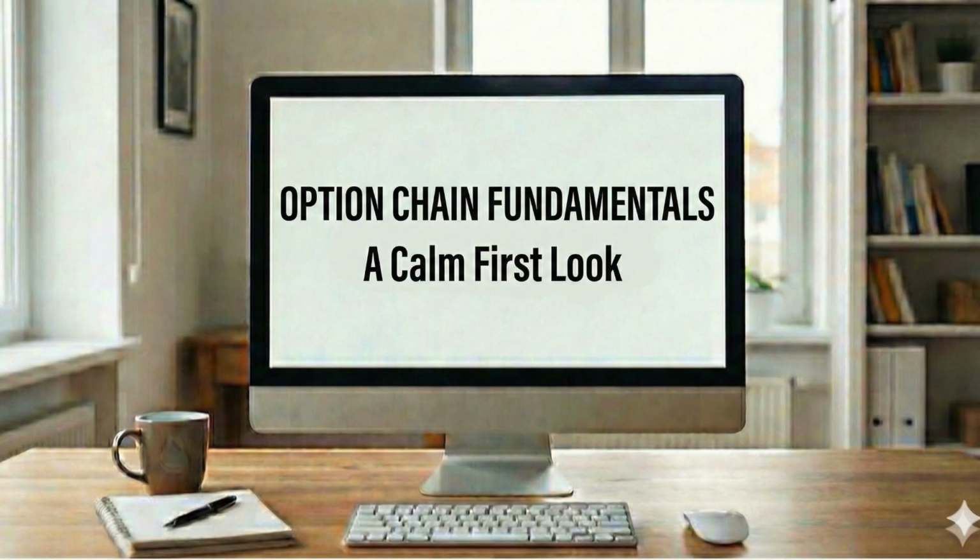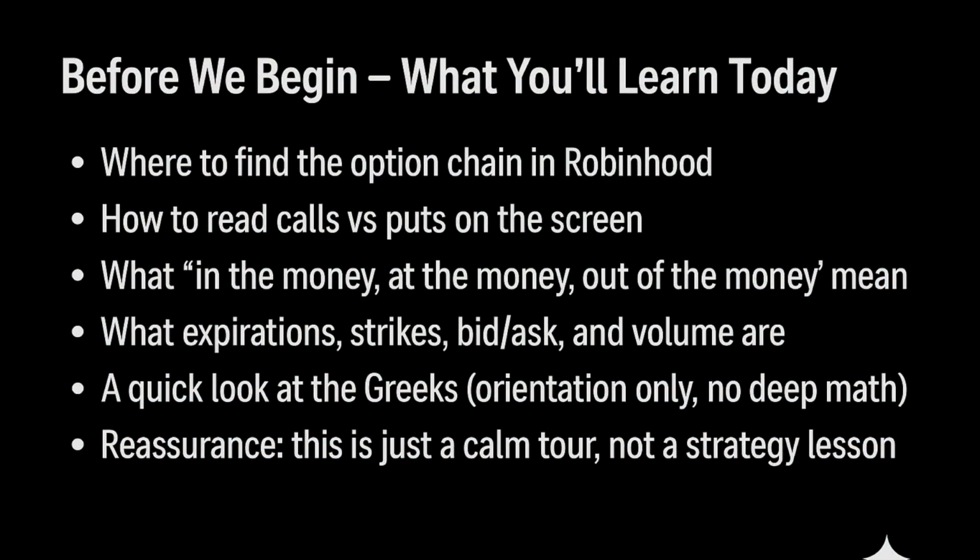Option chain fundamentals. A calm first look. Before we begin, what you'll learn today: where to find the option chain in Robinhood, how to read calls versus puts on the screen, what in the money, at the money, out of the money means, what expirations, strike, bid, ask, and volume are, a quick look at the Greeks, orientation only, no deep math, reassurance. This is just a calm tour, not a strategy lesson.